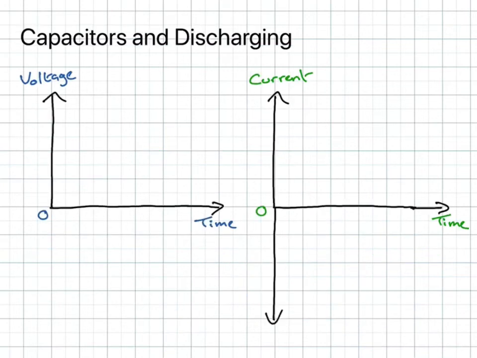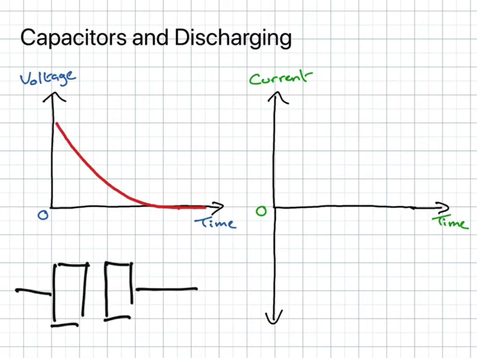Capacitors and discharging. When a capacitor discharges, it releases the charge that it had once stored. As charge is lost, the energy it once stored is also lost. The voltage rapidly decreases at the start and then gradually decreases towards the end until it reaches zero.